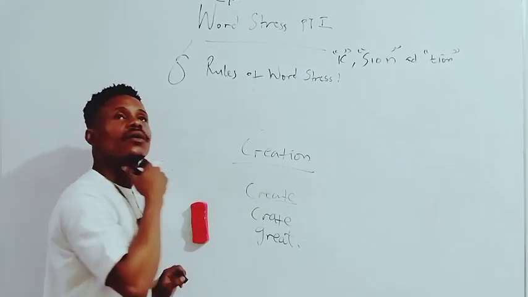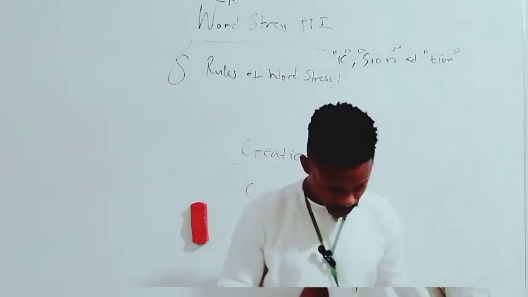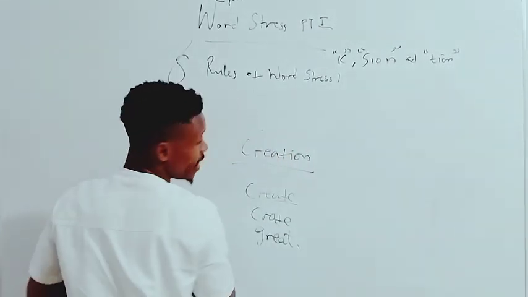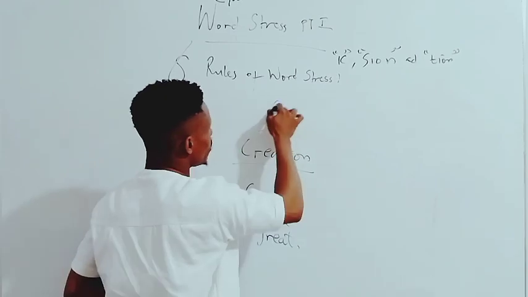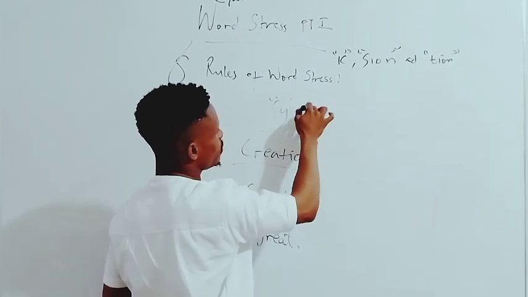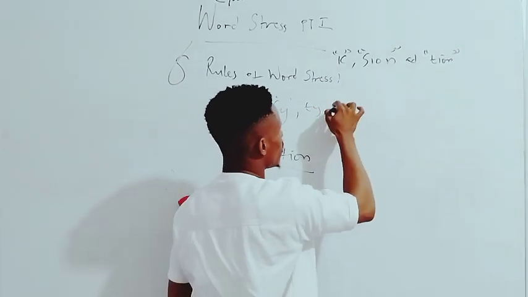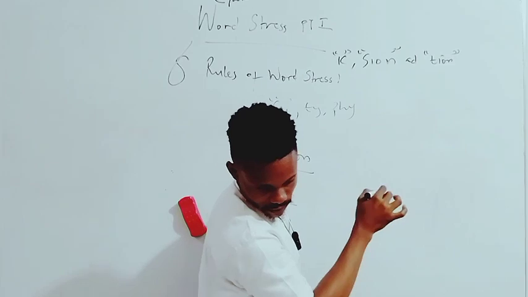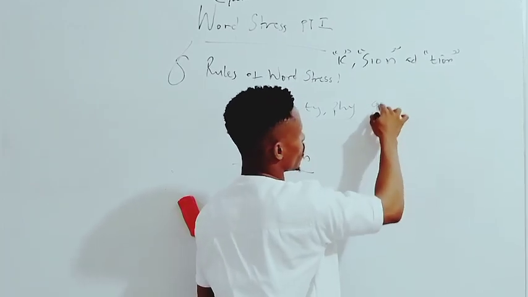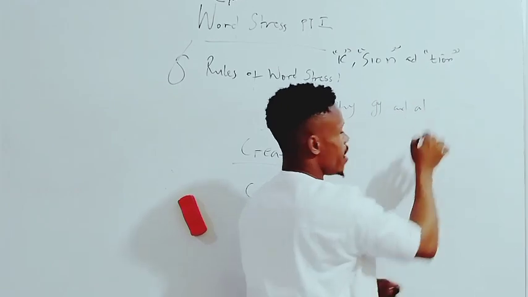And then creation. What's the next one? Words ending in C, TY, and AL.